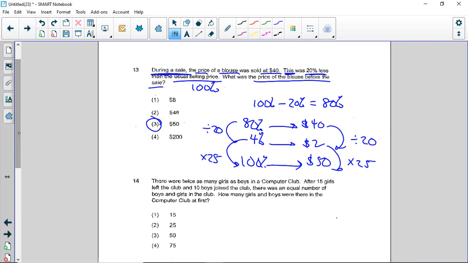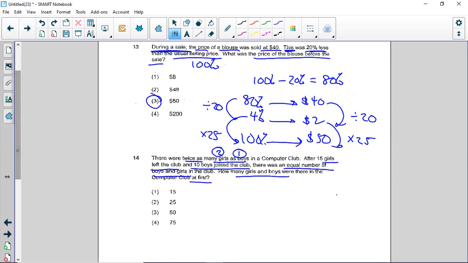Now, there were twice as many girls as boys. So the girls have two times, the boys have one time. 15 girls left the club and 10 boys joined the club. And there was an equal number of boys and girls in the club. So how many boys and girls were there at first? What's the method here? When it gets hard, model drawing. I hope you have done your model. You try to draw the model.